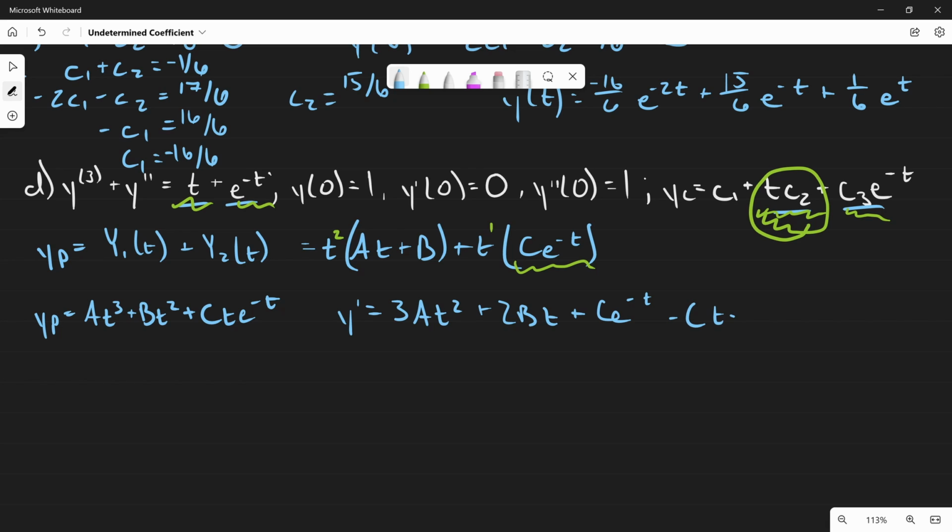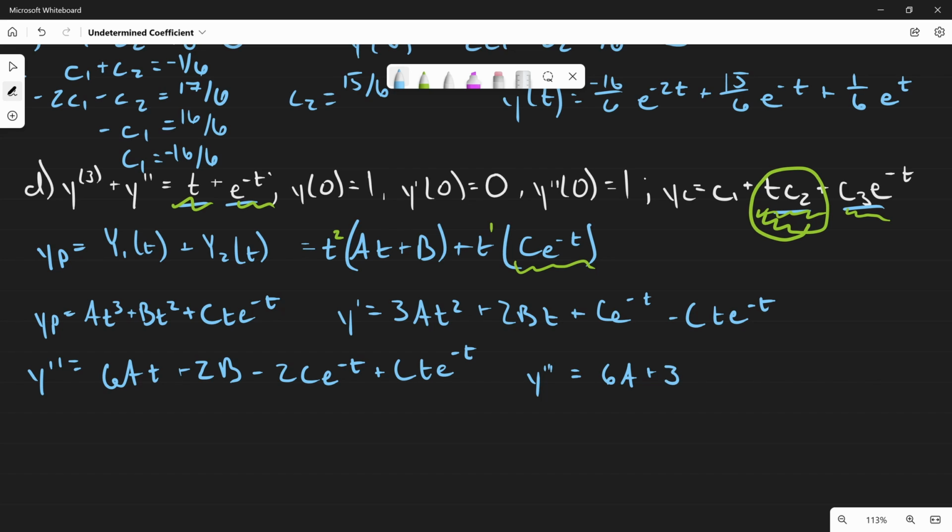minus ct e to the negative t. The second derivative will just be 6at plus 2b minus 2ce to the negative t plus ct e to the negative t. And then our third derivative will be 6a plus 3ce to the negative t minus ct e to the negative t.